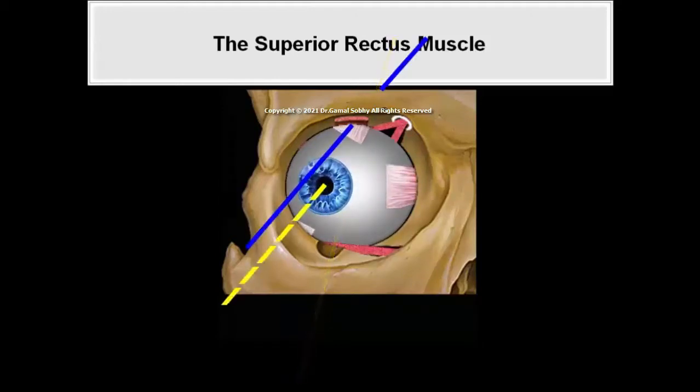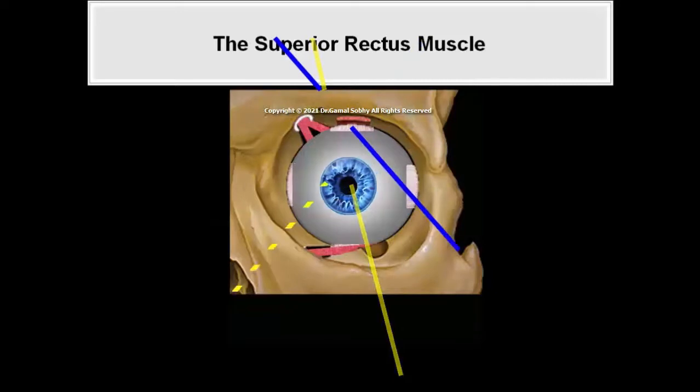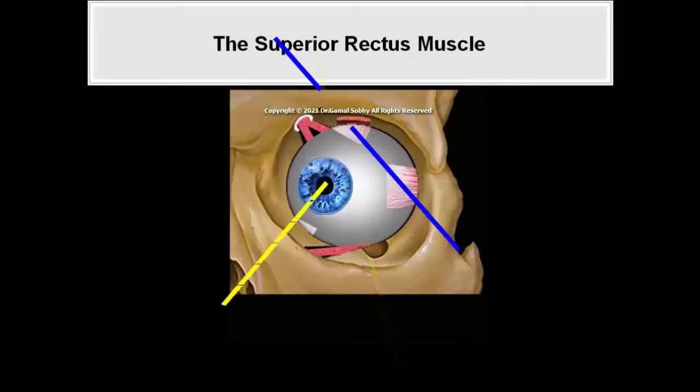If the globe is abducted 23 degrees, its axis of rotation approaches the x-axis. At that moment the superior rectus muscle becomes a pure elevator. If the globe is adducted 67 degrees, the superior rectus would produce pure incycloduction.